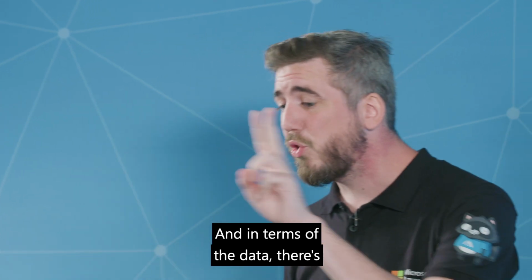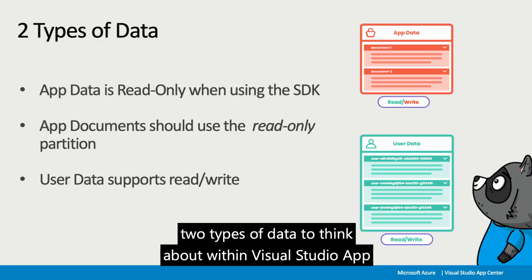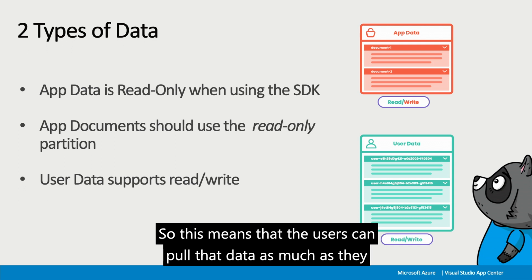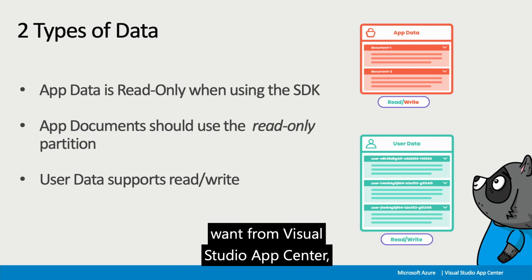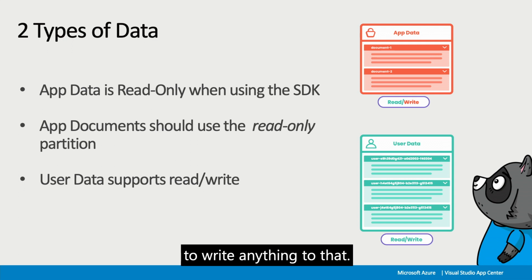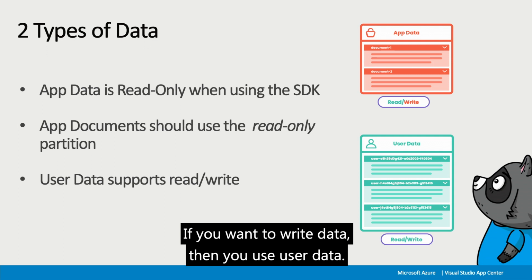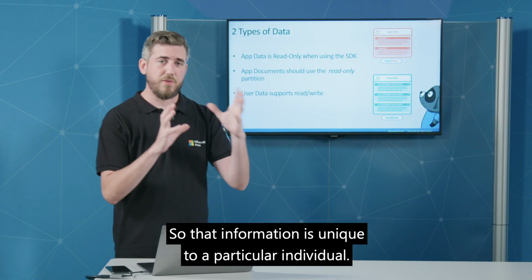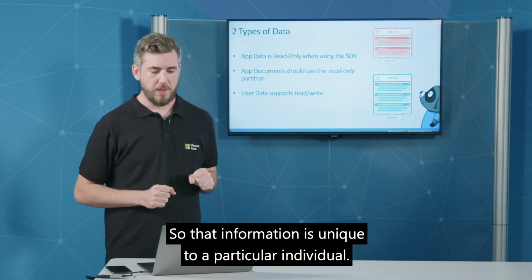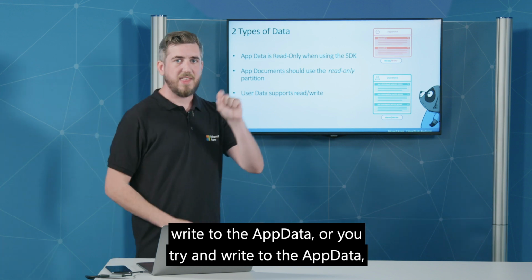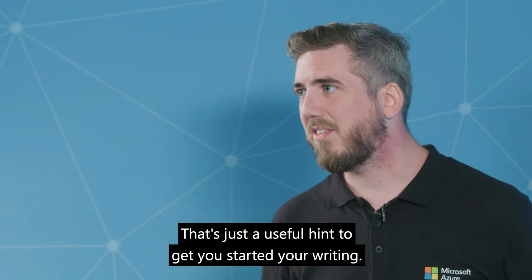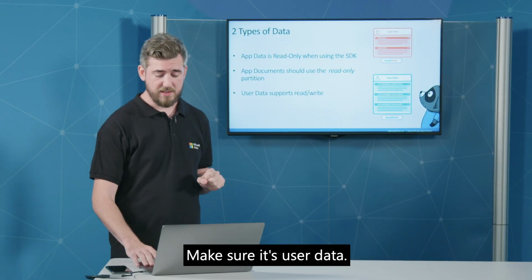In terms of the data, there are two types of data to think about within Visual Studio App Center. There's read-only data, which is what we call app data. This means that the users can pull that data as much as they want from Visual Studio App Center, but they're never going to be allowed to write anything to that. If you want to write data, then you use user data. As part of the saving, it brings along the user ID, so that information is unique to a particular individual. This is quite important because if you try and write to the app data, your app is going to crash. So that's just a useful hint to get you started. If you're writing, make sure it's user data.